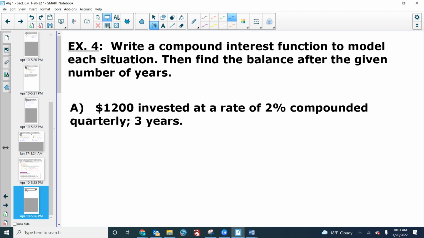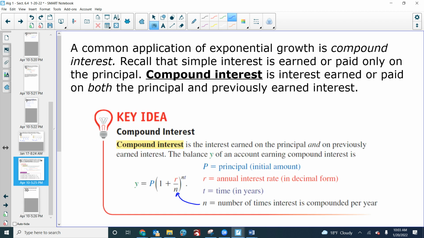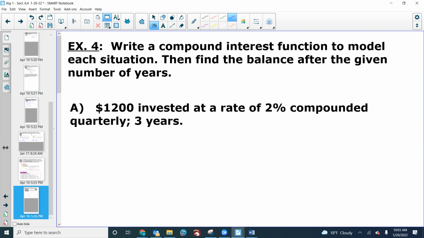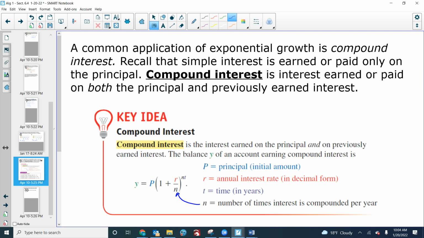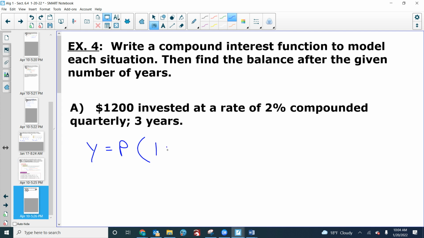All right. So last problem for today. Write a compound interest function to model each situation. So we need y equals P, capital P, which is what you start with, the principal. You're going to need your notes for this, by the way. 1 plus r over n to the n times t. I'm going to run out of time. But where would the 1200 go? P.